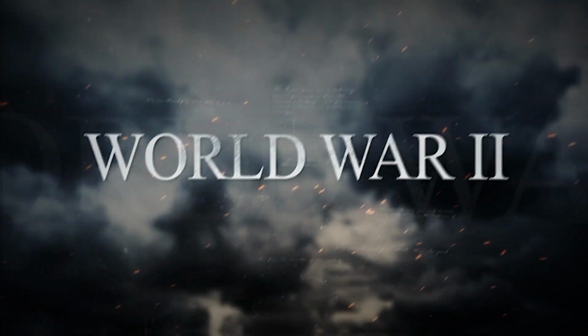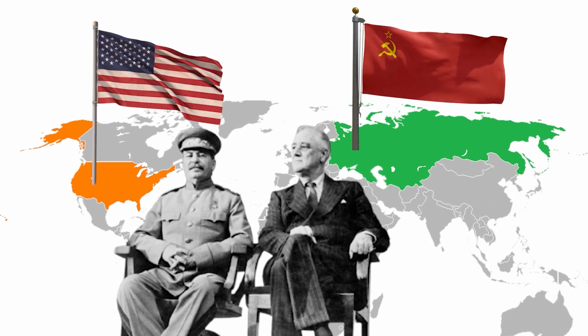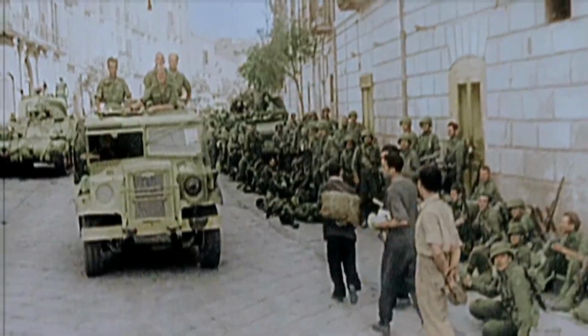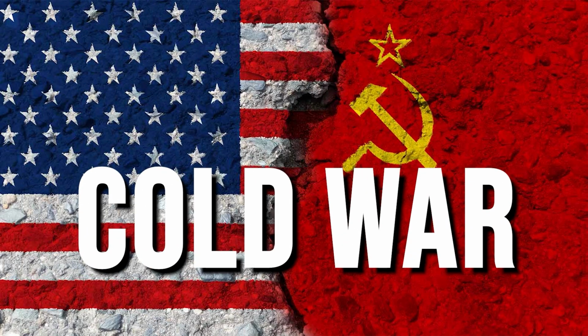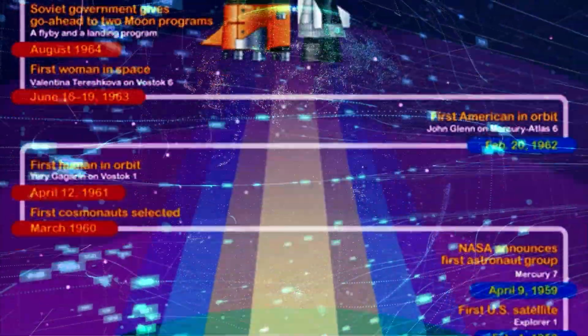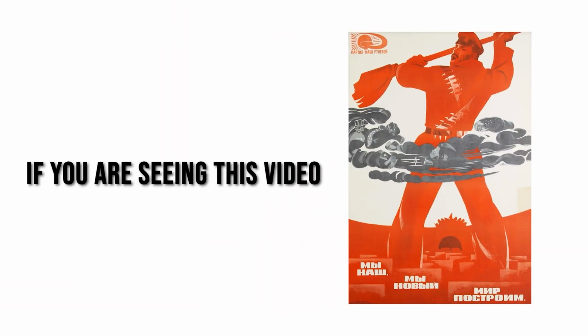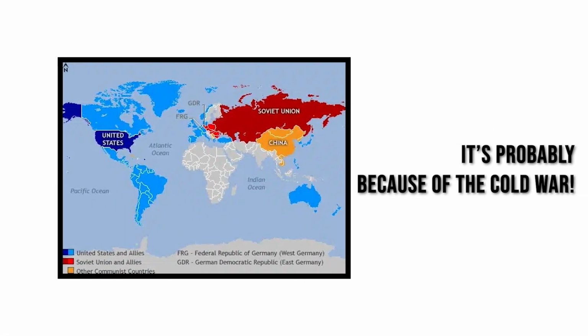During World War II, the United States and the Soviet Union teamed up to defeat Hitler, but their uneasy alliance soon ended. This conflict created the Cold War, which resulted in heated competitions such as the space race and the development of the internet. I mean, if you are seeing this video, it's probably because of the Cold War. So, what exactly happened? Let's find out.